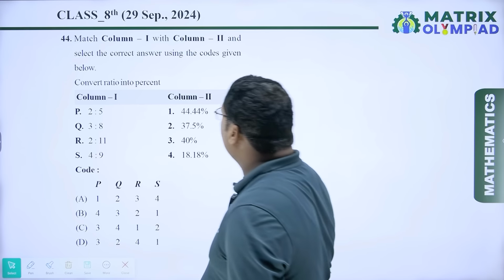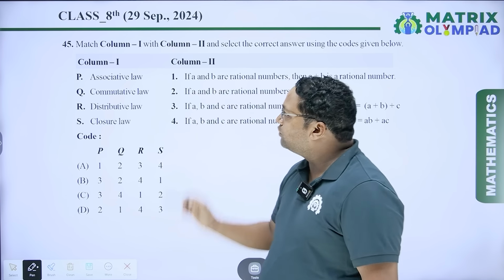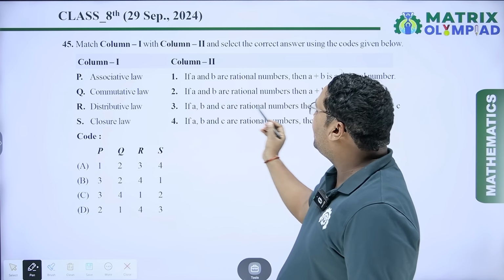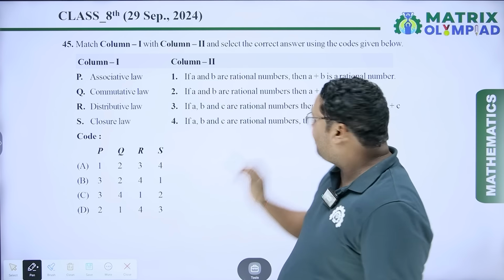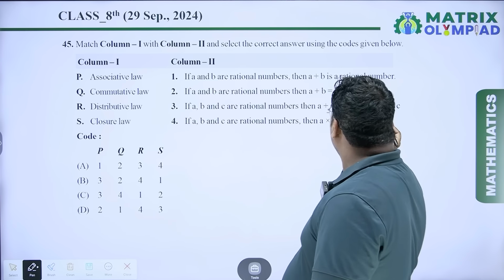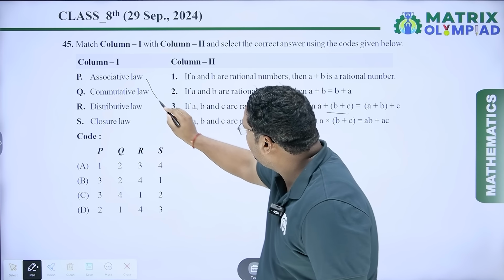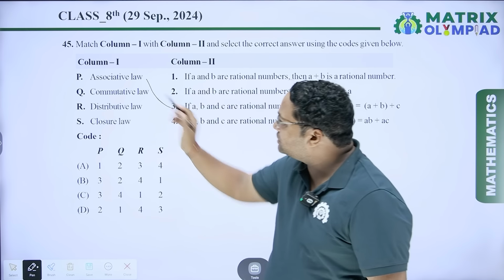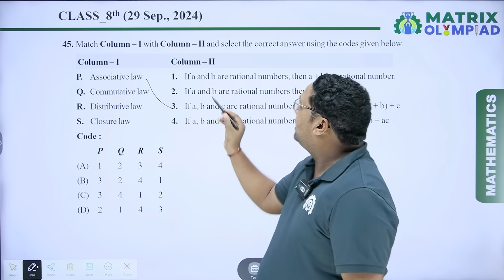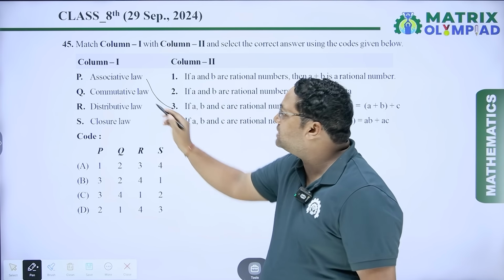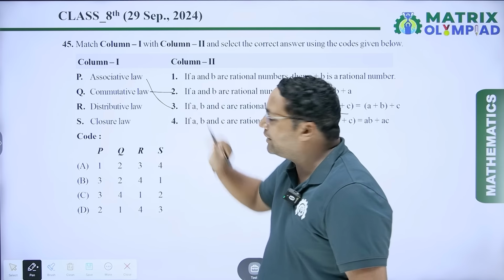Now coming to the next question, match column 1 and column 2. So first is associative law. Associative law is if A, B and C are rational number, then A plus B plus C is equal to A plus B plus C. So for associative law, third is correct. Next is commutative law. Commutative law is if A and B are rational number, then A plus B equal to B plus A. So for Q, second is correct.